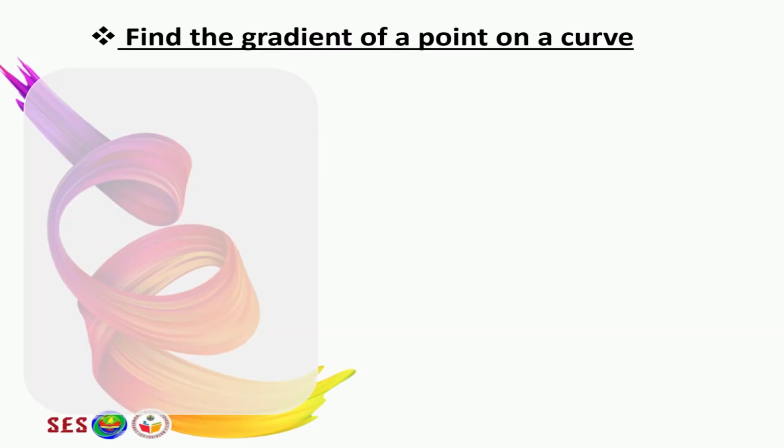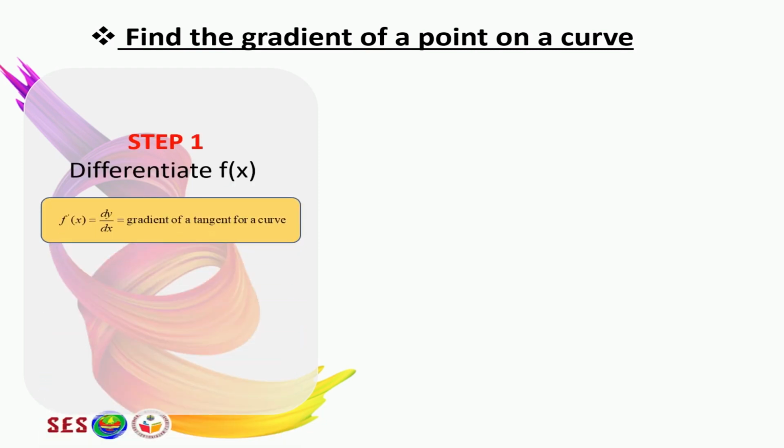Let's start with our first learning outcome. We want to find the gradient of a point on a curve. We have two steps in finding the gradient. The first one is you have to differentiate the function, or you need to find f prime x. And then the second step is you need to substitute the value of x into f prime x.